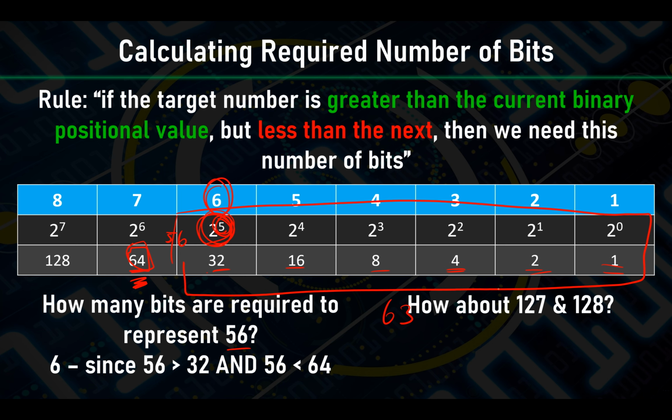Let's try this as well then. Let's try 127. Using this logic, for 127 we're only going to need to go to 7 bits. Because if we add 64, 32, 16, 8, 4, 2, and 1, that's going to be 127. But if we want 128, we're just going to want this, and 128 is just going to be 1 and then all zeros.